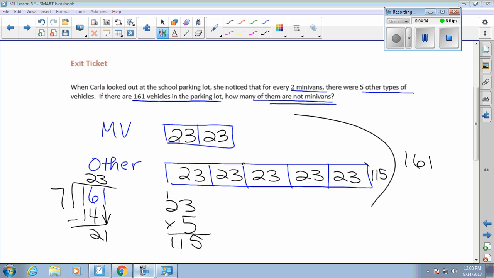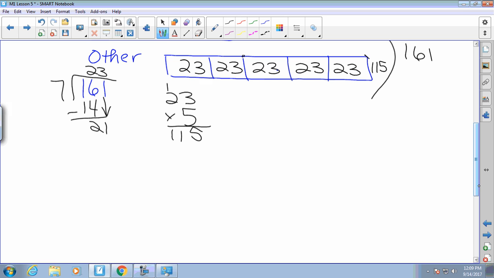So some of the mistakes I saw earlier on some of your papers were simple miscalculations. I also saw that some kids put the 161 in the wrong spot. Again, each problem is going to be different, and they're going to give you different quantities. And you need to figure out, does that apply just to the minivans? Does that apply just to the other vehicles? Does it apply to everything? Or does it represent the 3 units more of the other vehicles that the minivans don't have? Okay, in this case it was the total. You multiplied 23 times 5, you got 115.